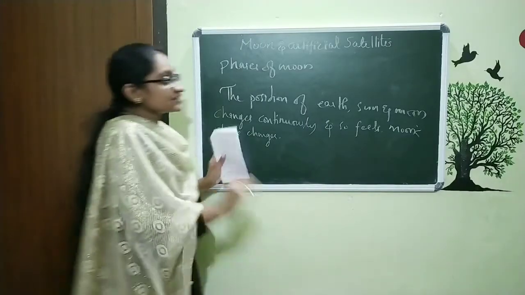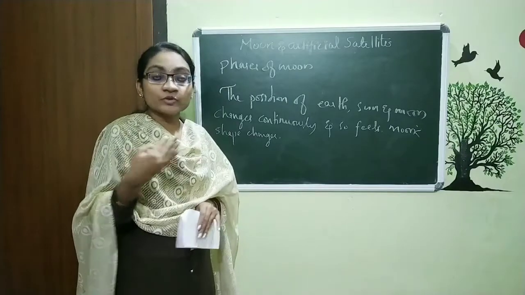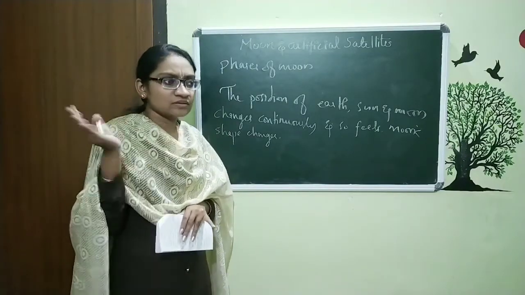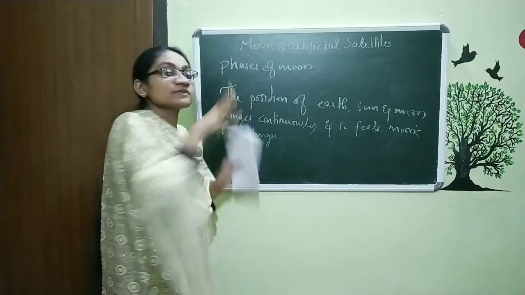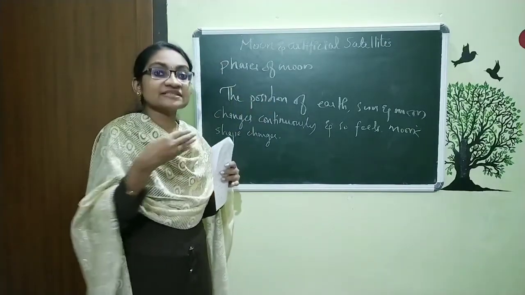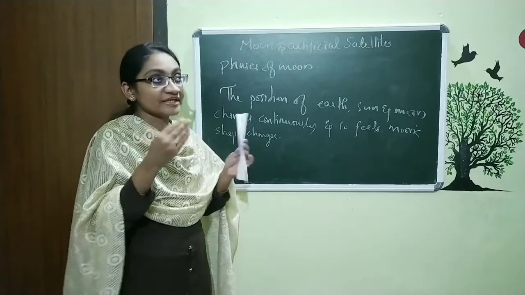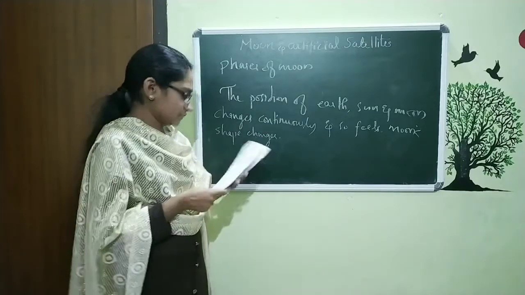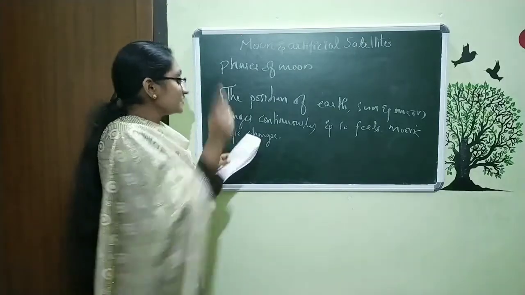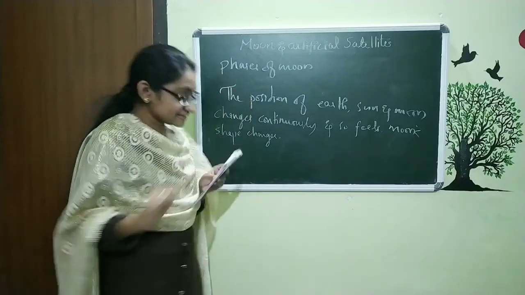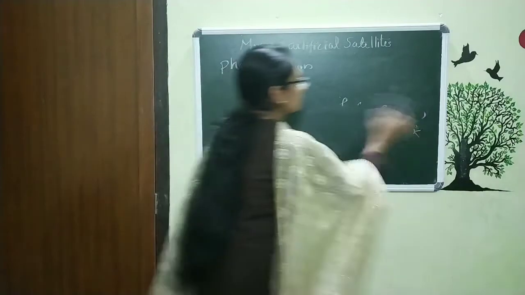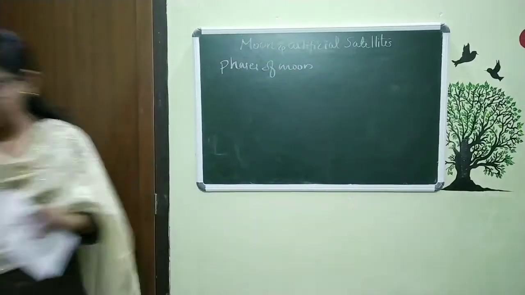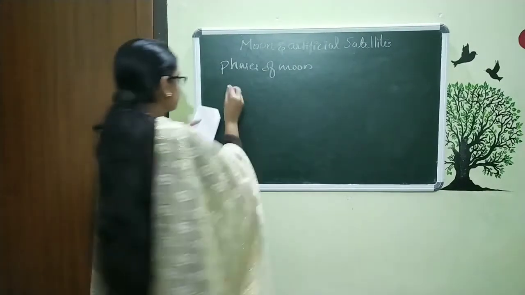The thing is this: we already said that the moon does not produce light by its own. The light from the sun gets reflected from the moon. So that reflection is getting changed, and that's how we can see the different shapes of the moon. Now for these phases of moon we can say day to day. Now we are going to define the phases of moon. What is the definition?